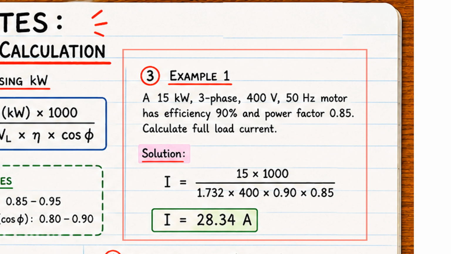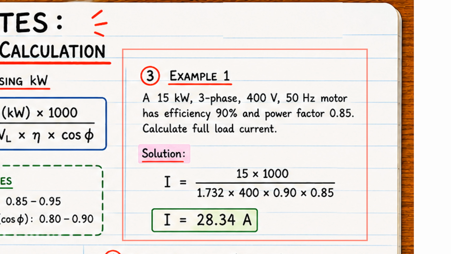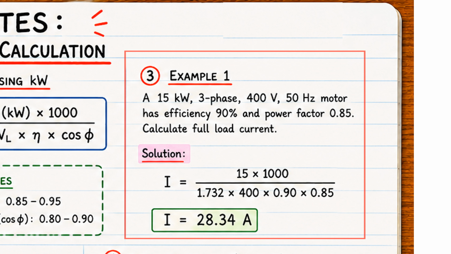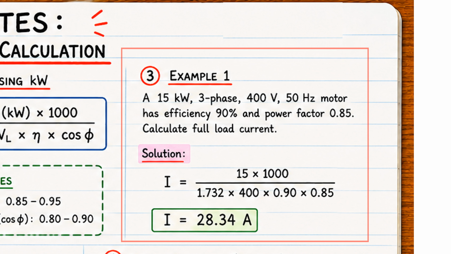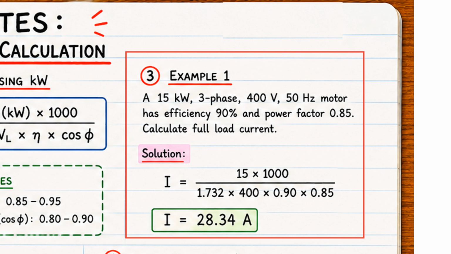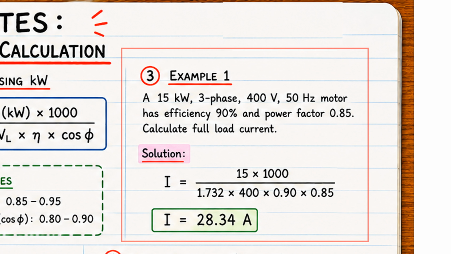Contactor selection. The rated current of the contactor should be at least equal to the motor's rated current. However, it is better to choose one size higher. For a 28-amp motor, a 32-amp or 40-amp contactor is suitable. Common brands include Siemens, Schneider Electric, ABB, LS, or Hyundai.